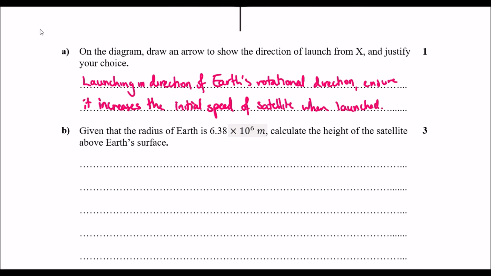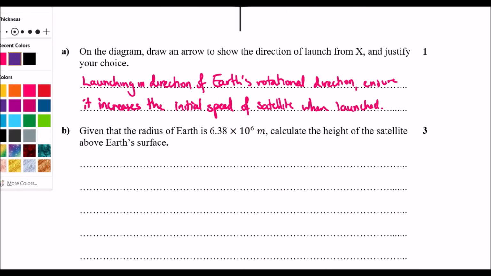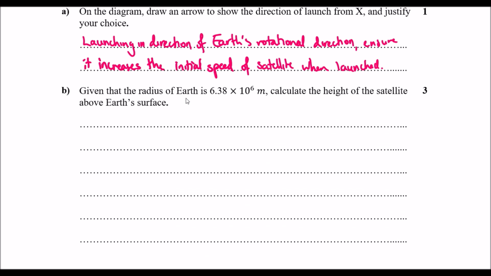Question B, it says, and I'll change color to do this question, given that the radius of Earth is 6.38 times 10 to the power 6, calculate the height of the satellite above the Earth's surface. Okay. So let's go through some information we probably do know. The formula we're going to be using here will be Kepler's third law, mixed with Newton's gravitational constant.